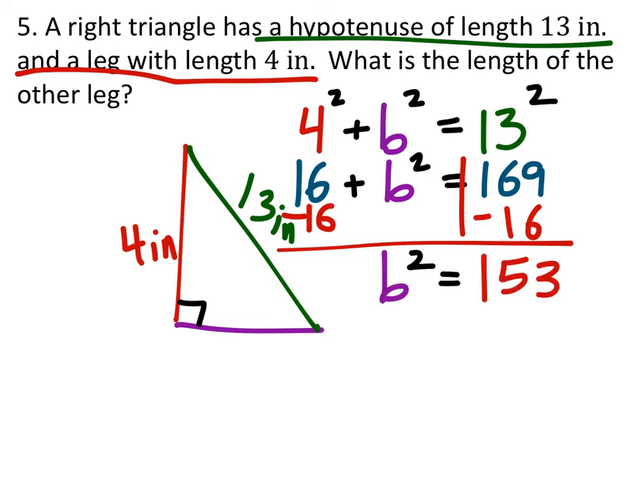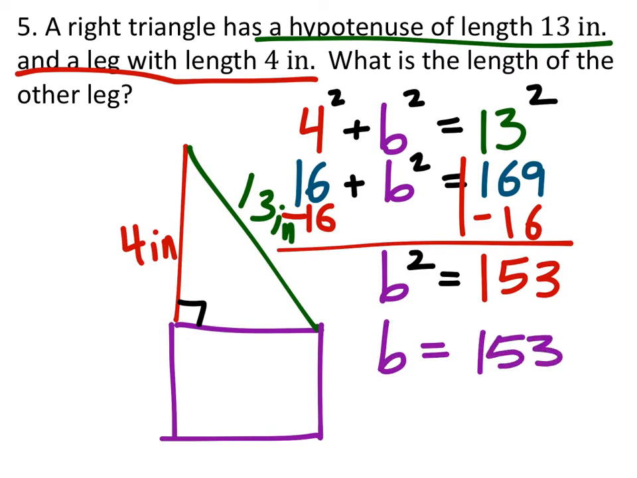So b squared would be like the area of this square. So to find its length, we take that b value and the 153, its area, and we're just going to square root that. So that would be the length of the other leg, and this is in inches.